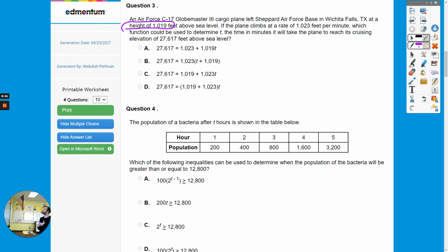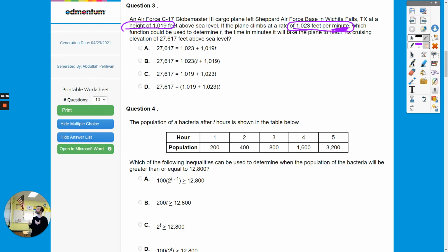So if the plane climbs at a rate of 1023 feet per minute. Okay, I think I was right. So that's the set number, 1019, because it's not going to be multiplied by anything. But in here, this tells us that we need a variable over there. When you see expressions like feet per minute, people per square feet, pencil per student, that means for this part you need a variable, because we don't know how many minutes we are dealing with right now.